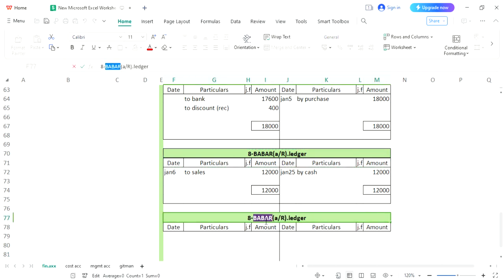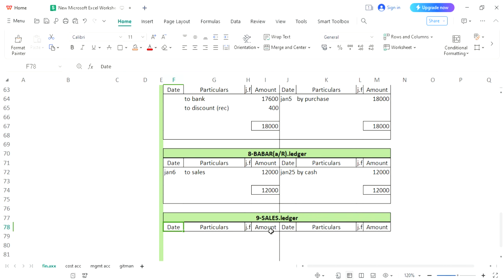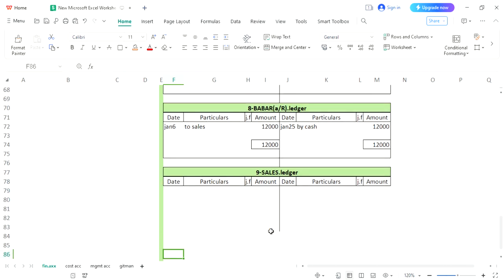We were making Babar's ledger, and it's time to make the sales ledger. Alright, and we are going to change its number as well. It's the 9th ledger, but the rule is the same. You will see sales. If sales is present on the debit side of the journal, you will put the amount on the debit side. If sales is present on the credit side in the journal, you will put the amount on the credit side.